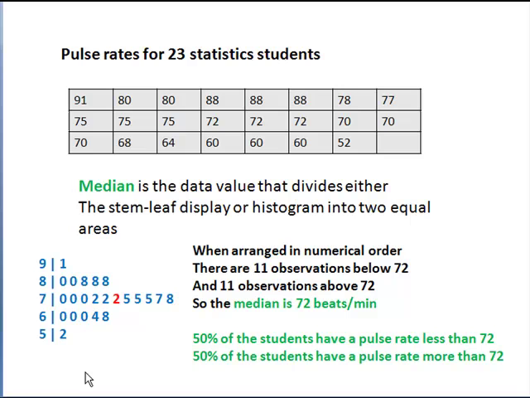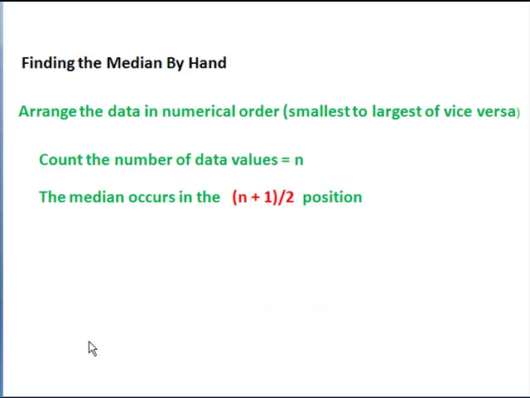We then call 72 the median because it cuts the data into two equal parts, area-wise. The median is a number such that 50% of the data is below the median and 50% of the data is above the median. So in the next few slides, we will focus on how to calculate the median of a data set by hand. If your data set is large, you will use commercial software to find the median.